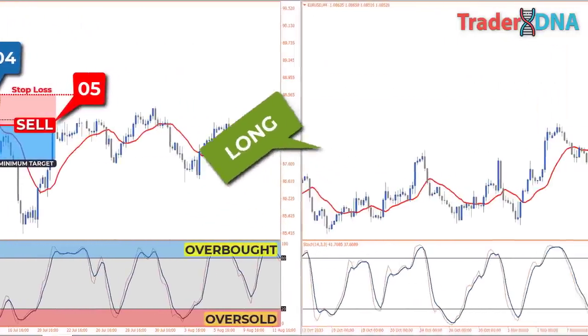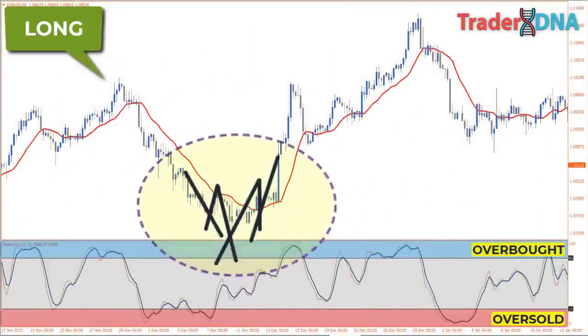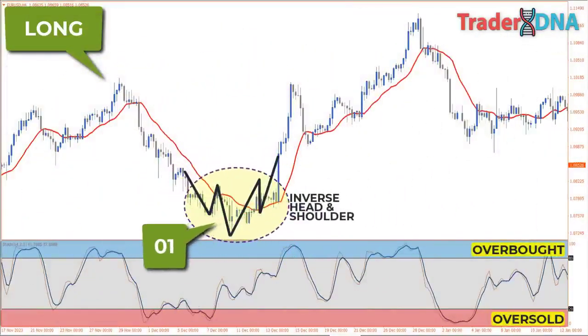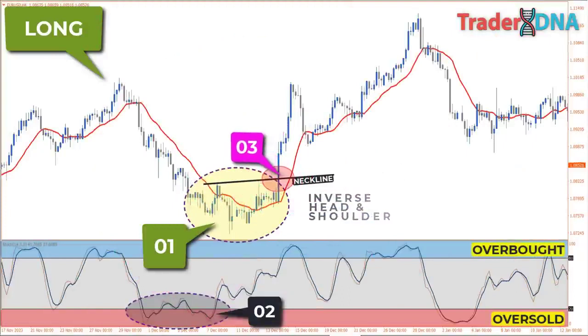Long setup. Rule number 1. Market movement forms the inverse head and shoulders pattern. Rule number 2. When the inverse head and shoulders pattern forms, the stochastic oscillator is in the oversold area. Rule number 3. We wait for price action to move higher than the neckline after the valley of the right shoulder.